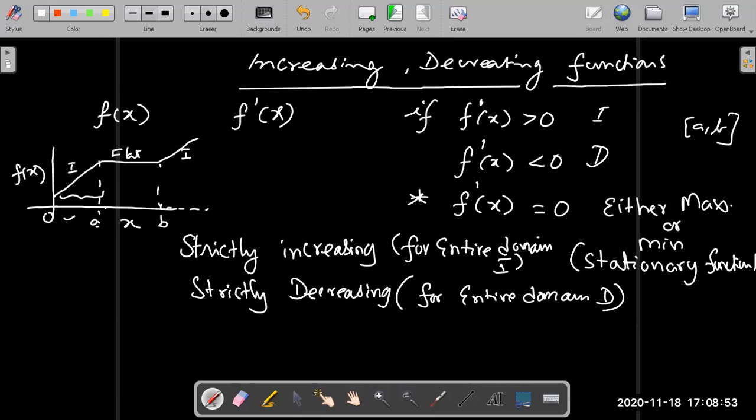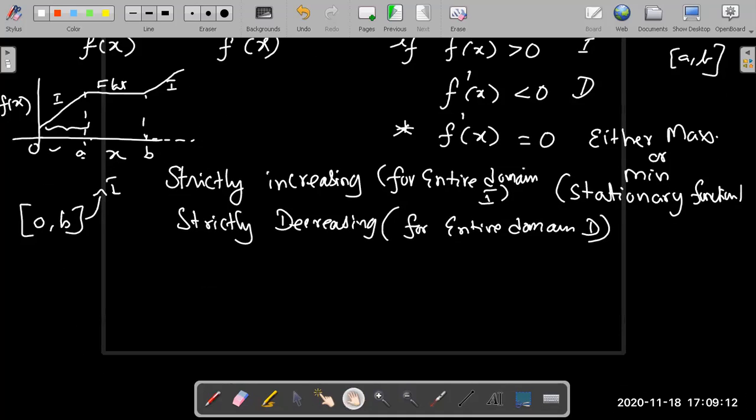So if someone asks, between 0 and b, is it strictly increasing? The answer is no, because in between it is flat. So in this case, between 0 to b, it is just an increasing function.